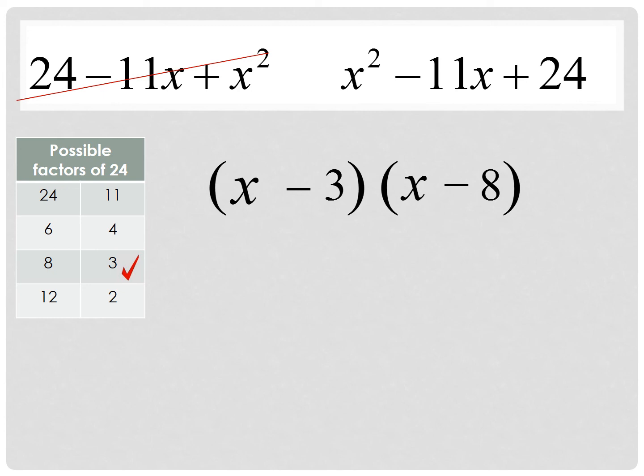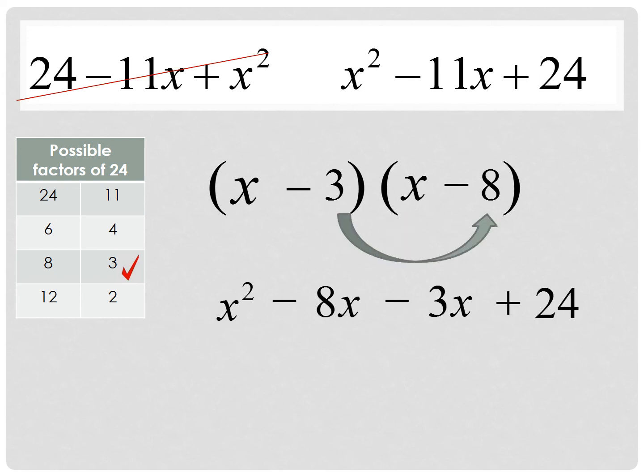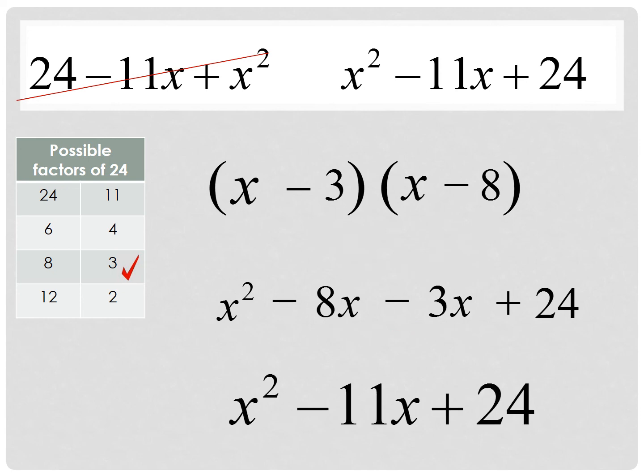Therefore, I'll presume that this is the correct solution. However, I do want to double check my work. Remember that factoring is the opposite of multiplying polynomials. So if I multiply these polynomials, I'll end up with x squared minus 8x minus 3x plus 24. If I combine like terms, I'm back to where I started with x squared minus 11x plus 24, which confirms that these are my binomial factors.